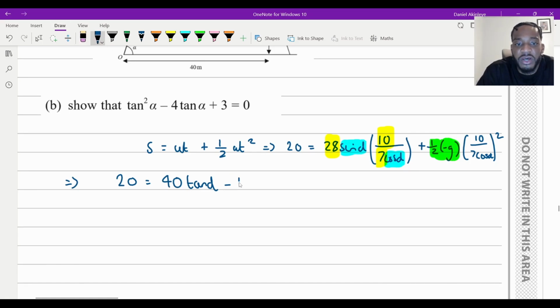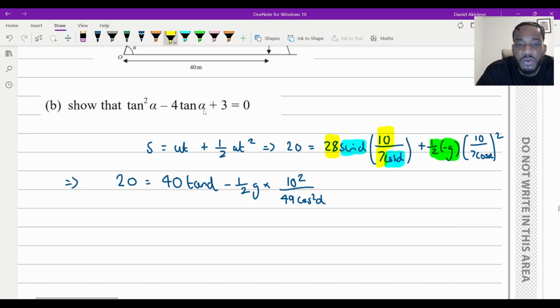This is going to be minus a half g. And then here I've got 10 over 7 cos alpha all squared. That is just the same as squaring 10 on the top and then squaring the denominator, which would be 7 squared is 49. Cos squared is just cos squared, isn't it? So cos squared alpha.